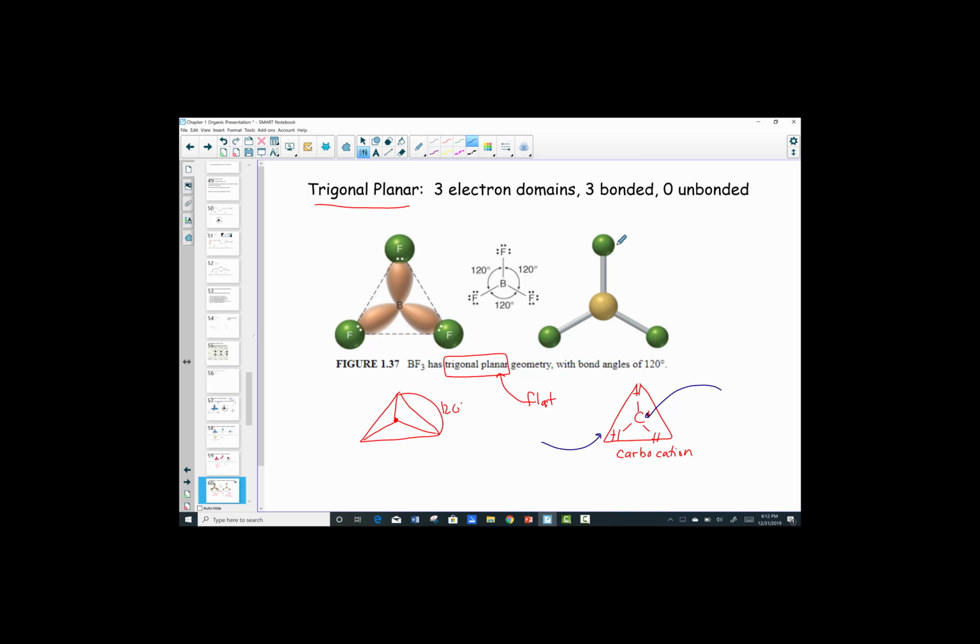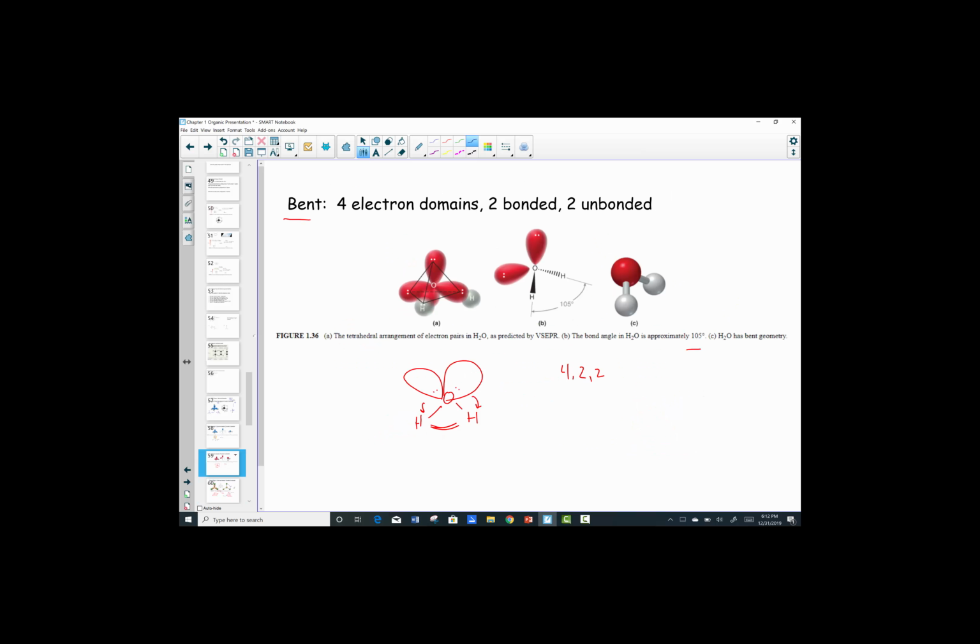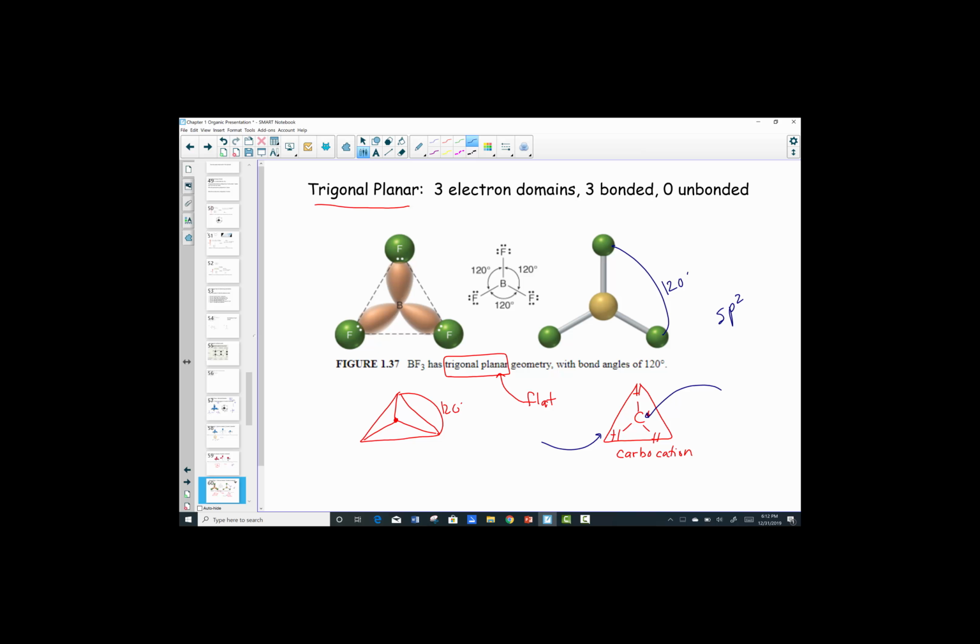So bond angles of 120 degrees, sp2 hybridization. Just as before when we had tetrahedral, all of those tetrahedrals were sp3, 4 electron domains. Trigonal planar has 3 domains, so it's sp2 hybridized and lies flat in the same plane.